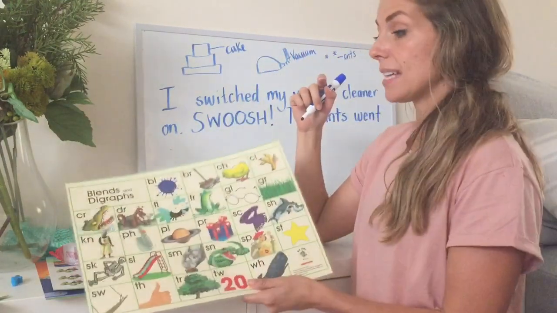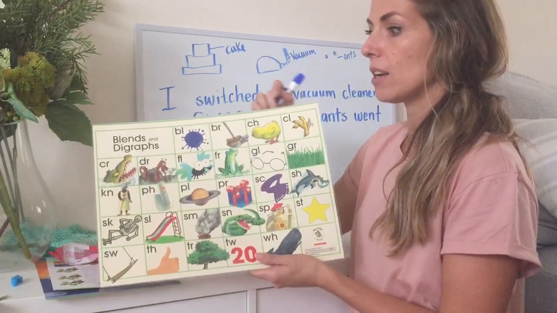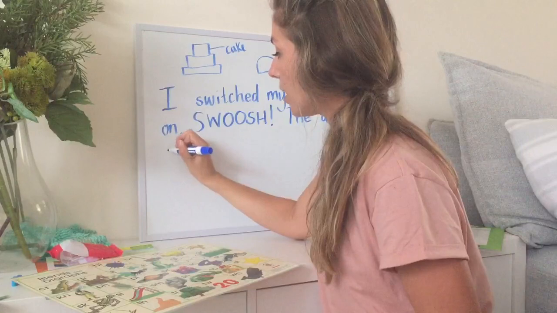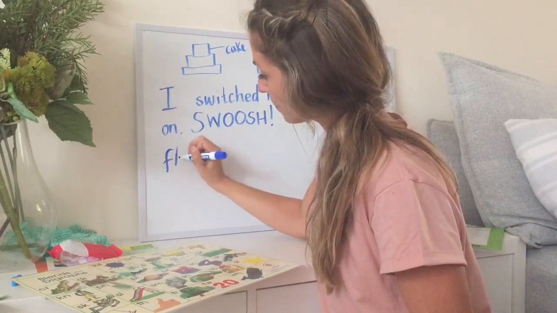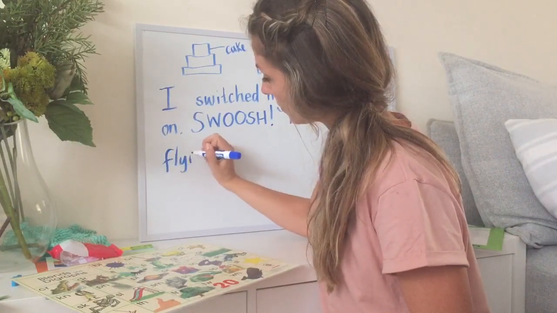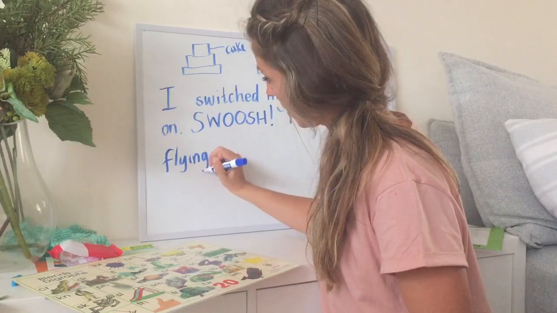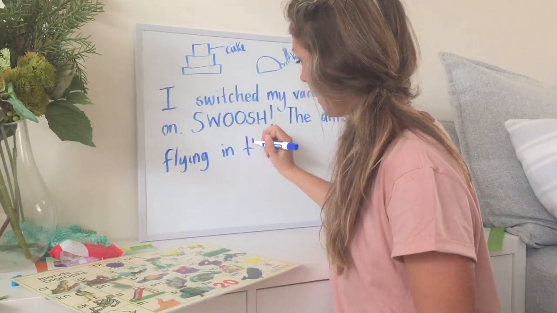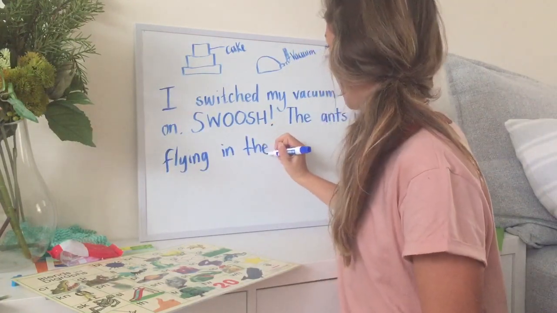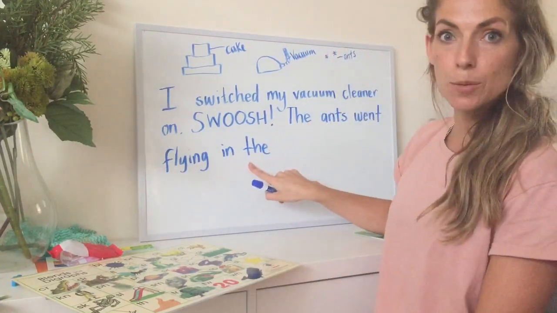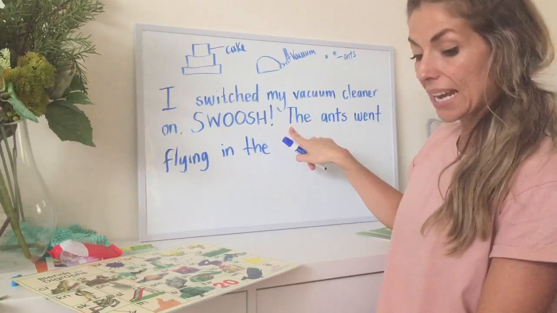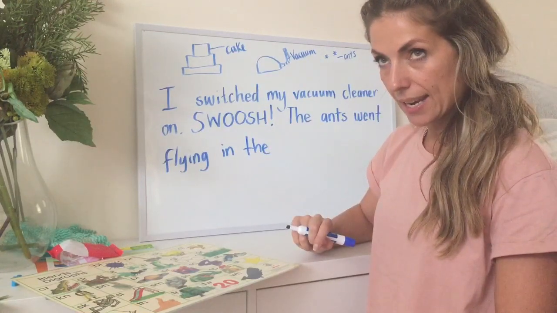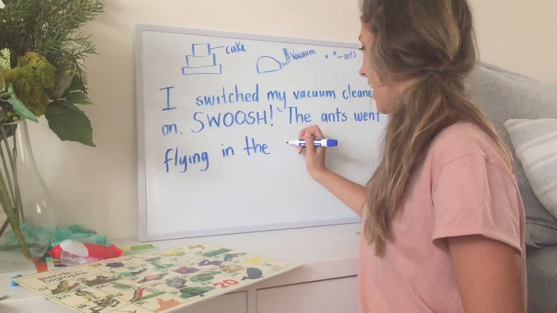Oh, so again, that's a blended sound. F and l make fl. Flying. In the, and again, I'm not using a capital letter this time because it's not at the beginning of a sentence. The ants went flying in the air.